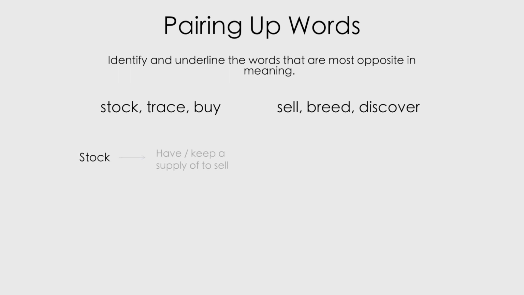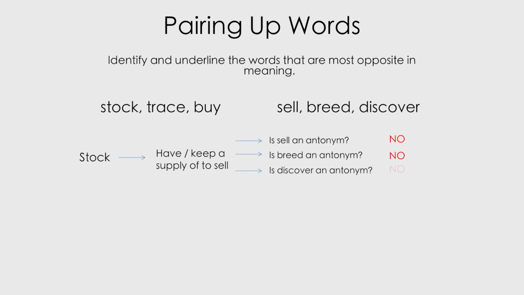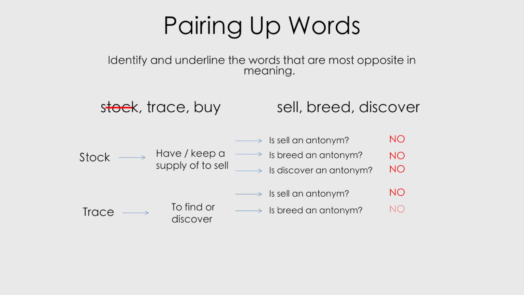So have or keep a supply of something to sell. Is sell an antonym? No. Is breed an antonym? No. Is discover an antonym? No. But let's have a look at our next word, trace. So to find or discover. Is sell an antonym? No. Is breed an antonym? No. Is discover an antonym? No. So we know it's not stock or trace.